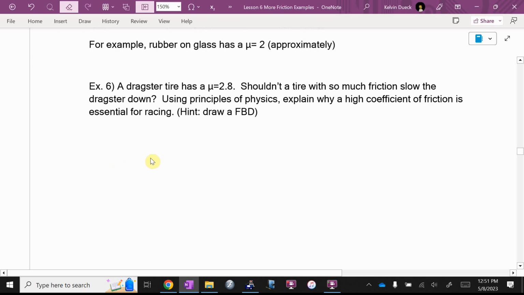Example 6, a dragster tire has a coefficient of friction of 0.28. Shouldn't a tire with so much friction slow the dragster down? Using principles of physics, explain why a high coefficient of friction is essential for racing. And it says, hint. Lena, what's the hint? For example 6, put your phone face down, kiddo. What does it say in brackets? Draw a... What is FBD an abbreviation for, folks?